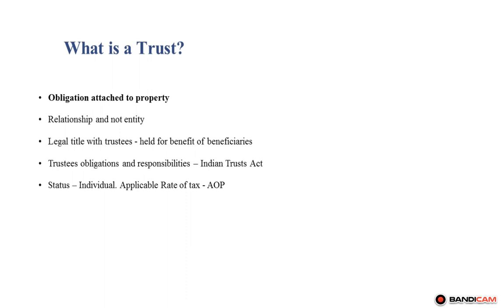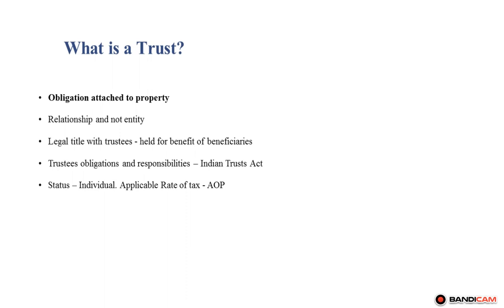That is, what is trust? We already studied the meaning of trust. Trust is created for the benefit of the public, not for a specific community, not for a specific person. It is created for the purpose of the benefit of the society or the public. So trust includes obligation attached to the property, a relationship and not equity. Trust is a relationship and not an entity. So we do not consider a trust as a business entity.